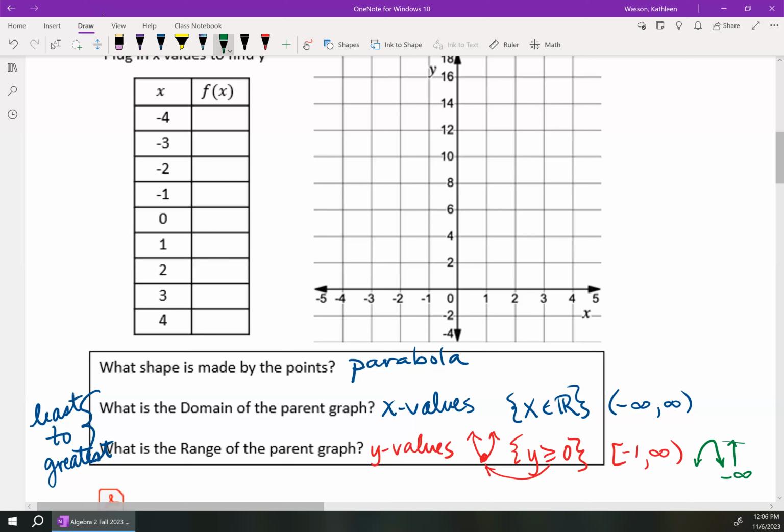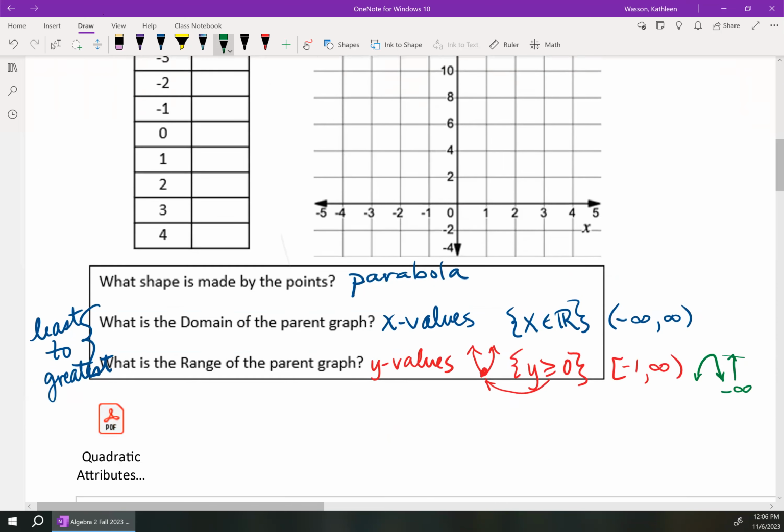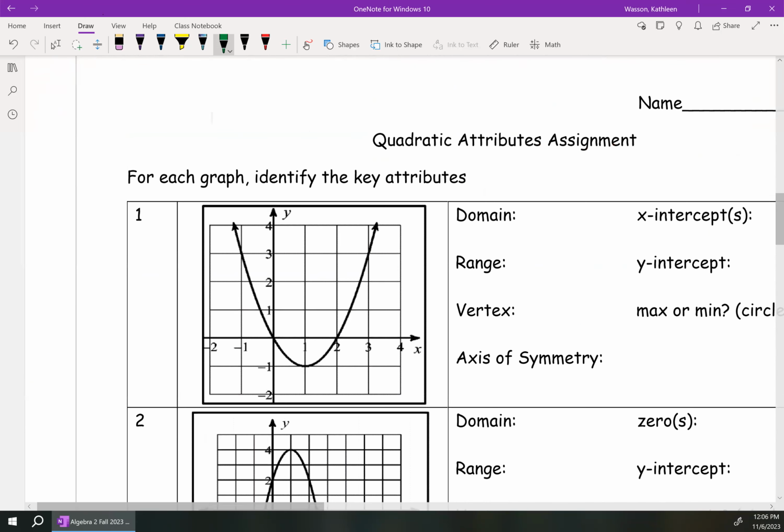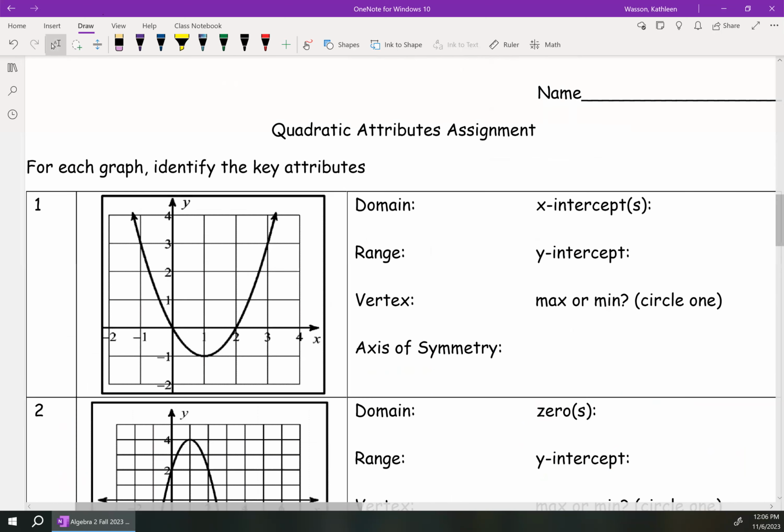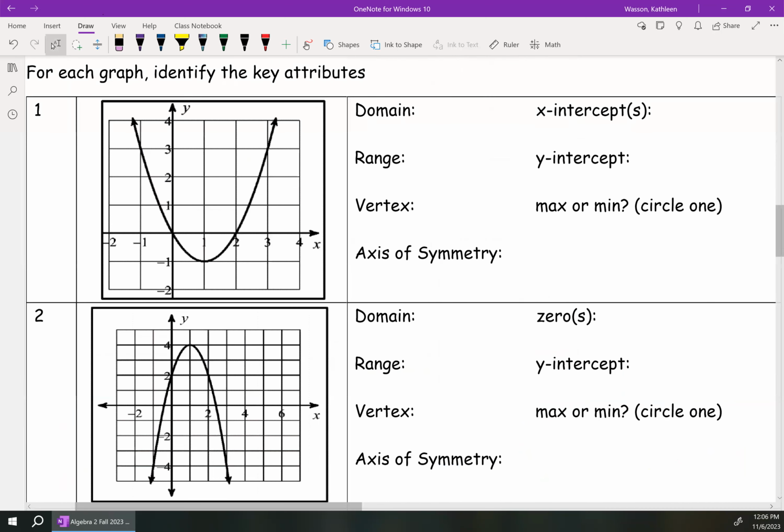Okay. But x is not all of the numbers because it has a lowest or a highest. That's not true. Y is not all numbers because it has a lowest or a highest. Sorry about that. Okay. I want to do this one with you or for you.